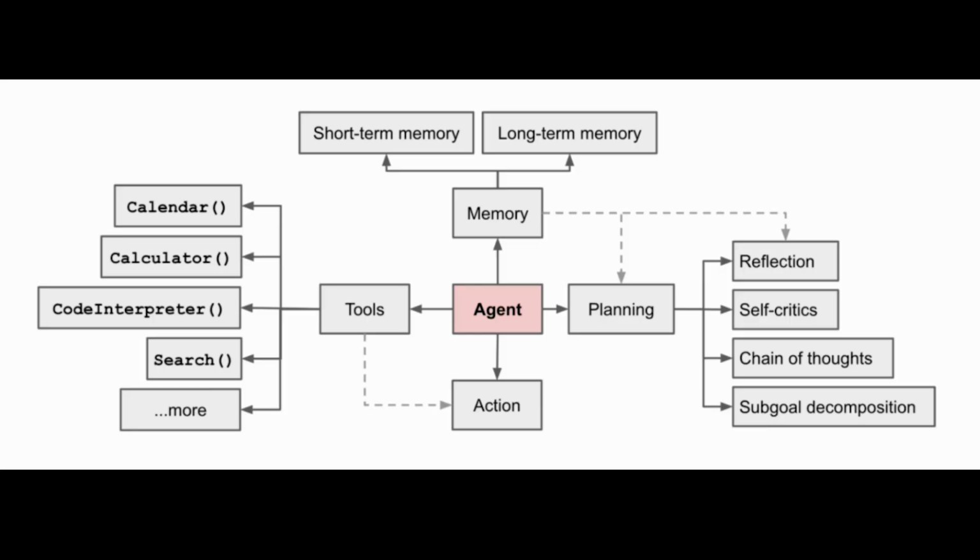So an agent has characteristics like planning, through which it can plan out the task, memory, short-term and long-term memory, the tools that it has access to, which could be functions or databases or APIs, and finally, after all of this, it can perform an action.